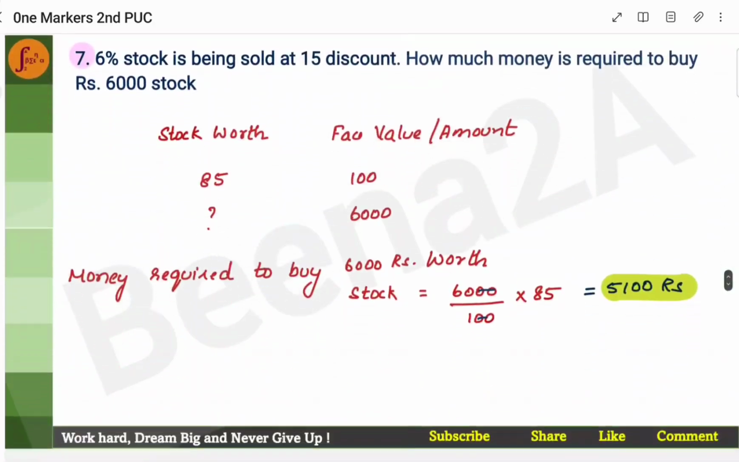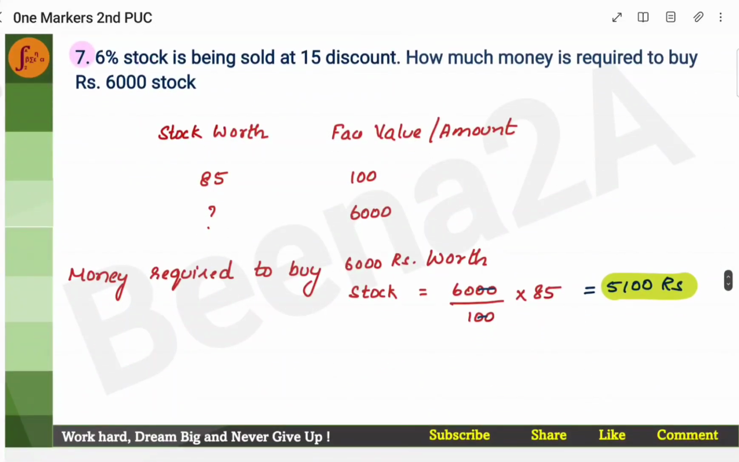Now let's go to another problem. 6% stock is being sold at 15 discount. Again, you assume 100 rupees is the face value of the stock.